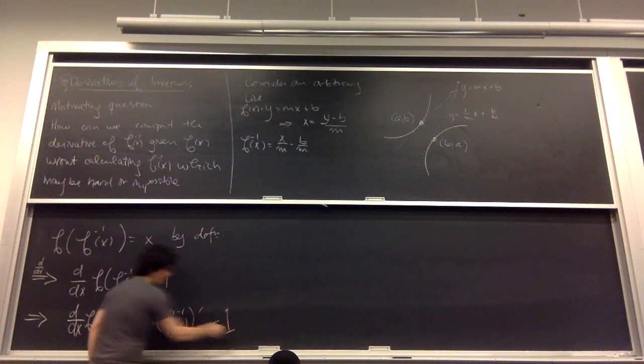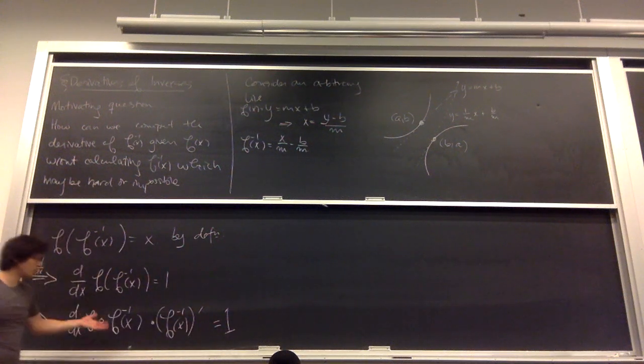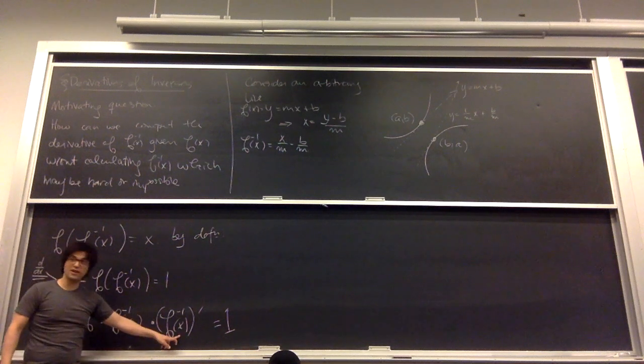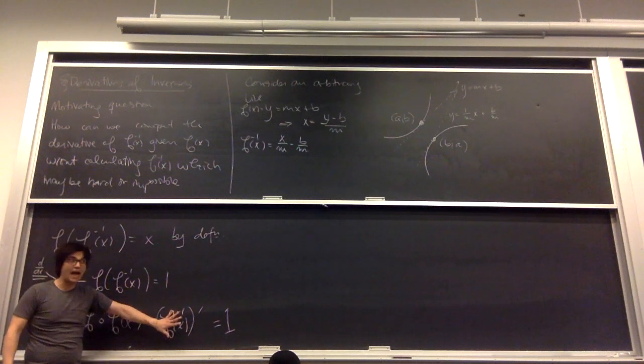What do you see here that we've actually found? What have we discovered? I'm trying to find a rule for taking derivatives of inverse functions. Look at this equation. What stuff do we want and what stuff do we have? We want this quantity, so clearly we don't have it.